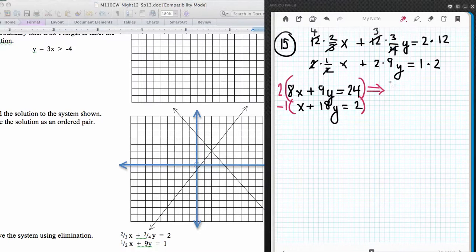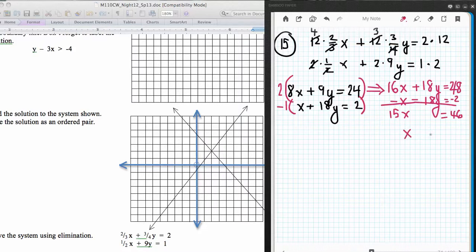It's totally up to you, but I want to try to also remind you that you can multiply one or both equations. So we have 16x minus 18y, plus 18y is equal to 2 times 24, which is 48. And then it's a negative x, a negative 18y, and a negative 2. And so this gives us 15x is equal to 46.